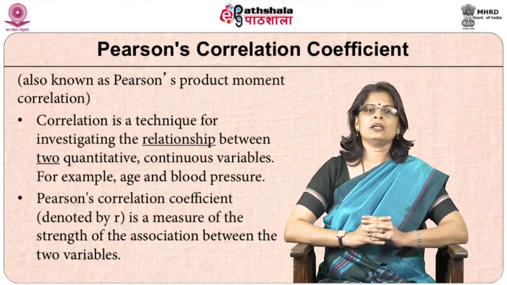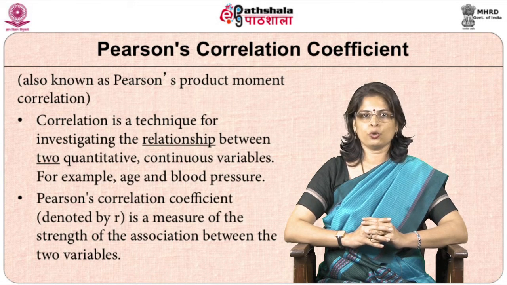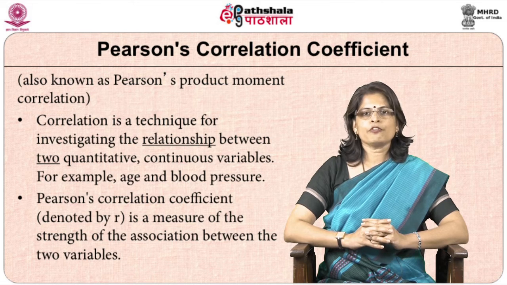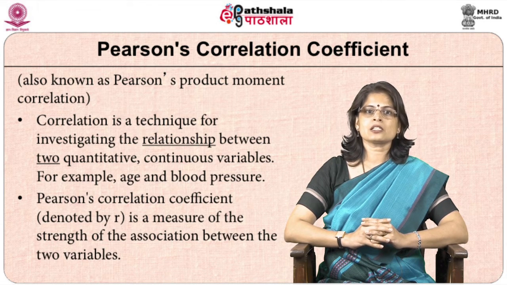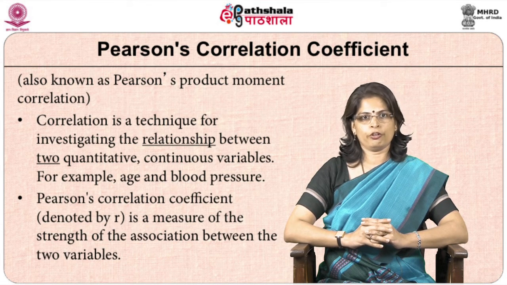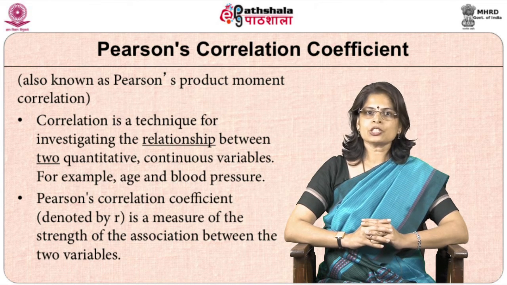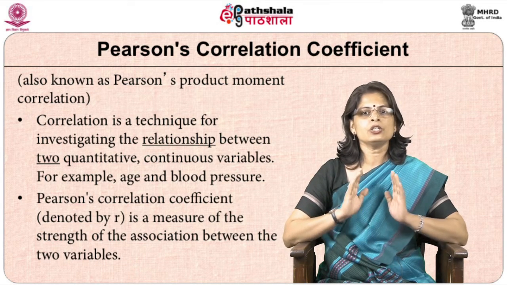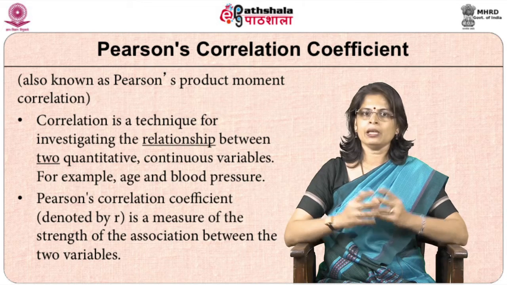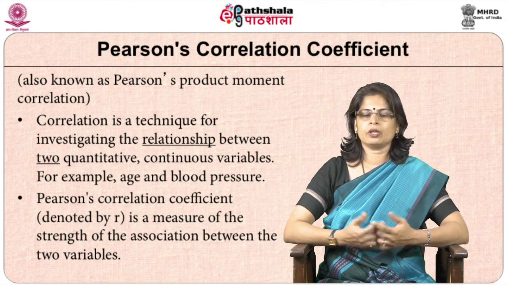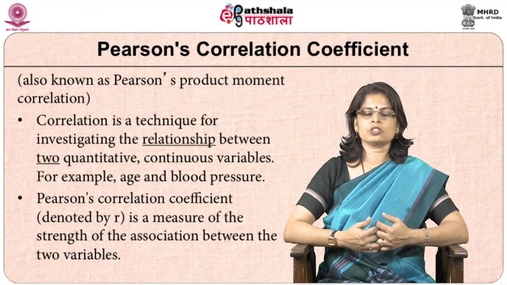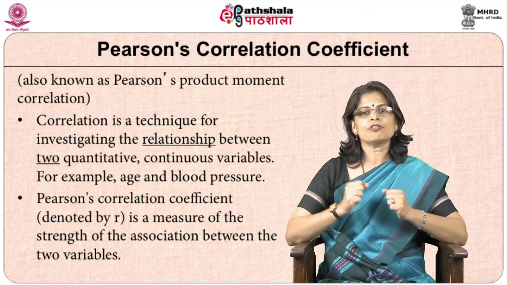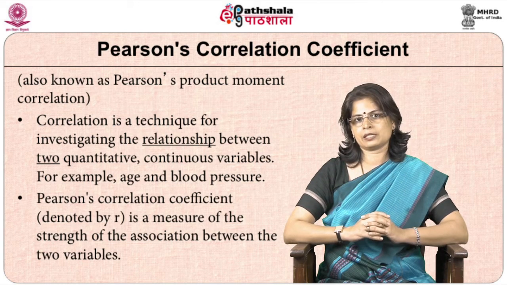Let us come to understand the Pearson's correlation coefficient. This coefficient is also known as Pearson's product moment correlation coefficient. Correlation, as we have seen, is a technique for investigating the relationship between two quantitative continuous variables, for example, age and blood pressure. Pearson's correlation coefficient, denoted by the letter R, is a measure of the strength of association between the two variables.